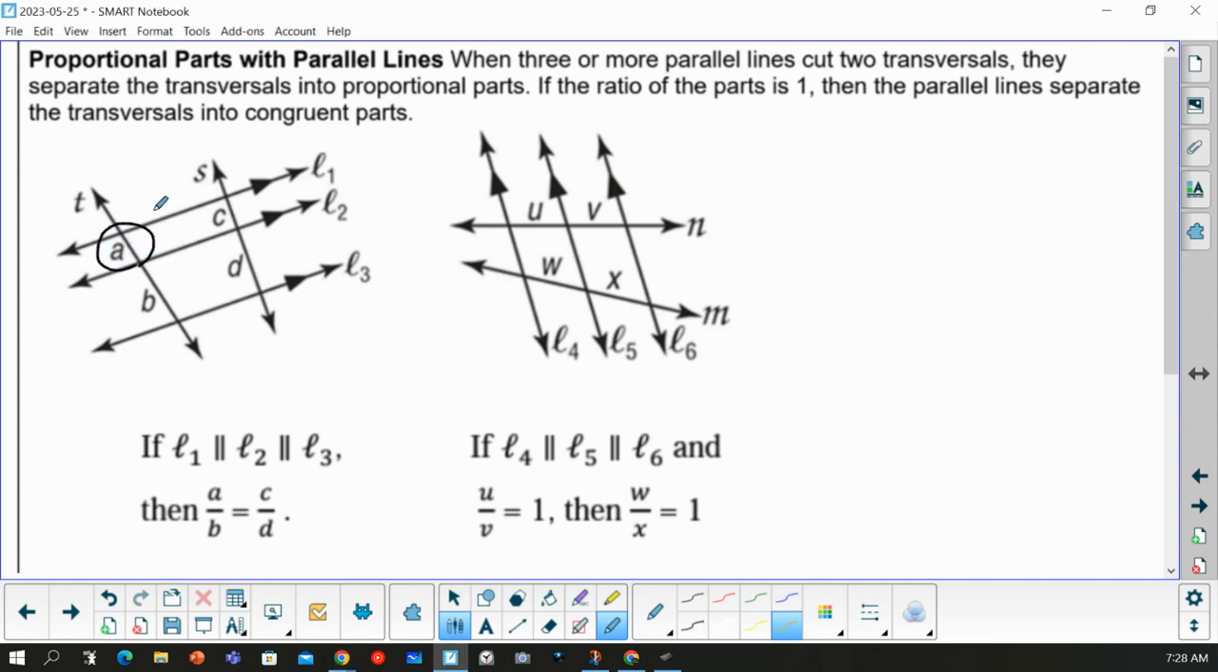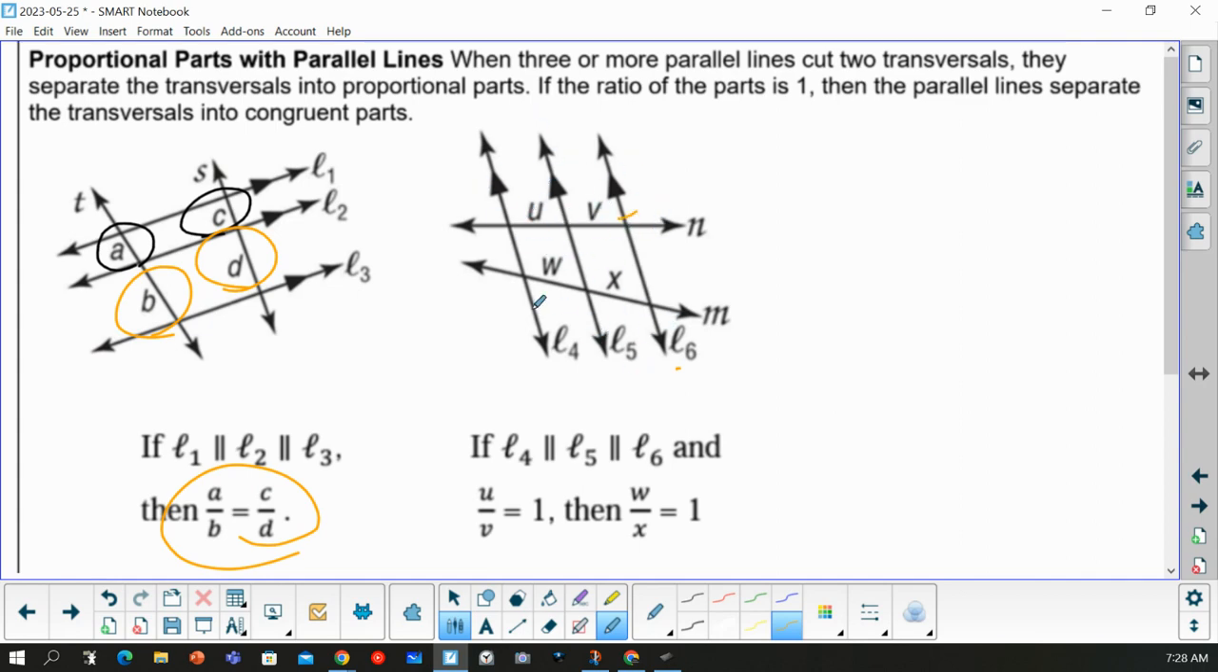So this number here over this number, I just switched colors, is going to be equal to this number over this number, right? That's what they have right there. So if you have three lines that are parallel, it's still going to create proportional parts. Same thing over here. It doesn't matter which direction it's facing. So they're showing you one just facing a different direction.